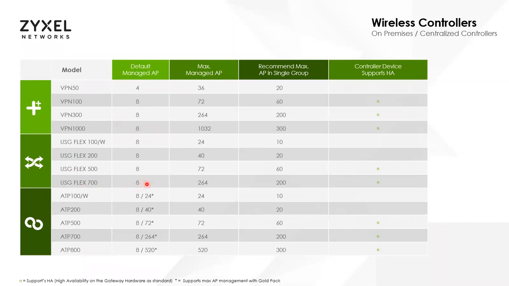And then on the ATP series, it is tied into having a gold pack. Most of our products, I think we sell only with the gold pack out of the box. So that would get you on an ATP100, 24 APs out of the box that can be managed. And then you see here, we can upgrade those through licenses to unlock additional APs. So we top off here, our VPN1000 can manage over 1,000 access points.